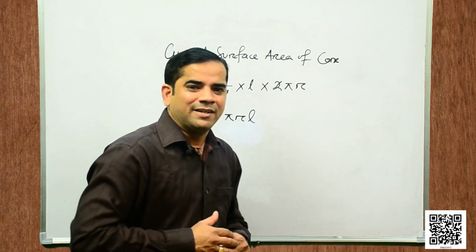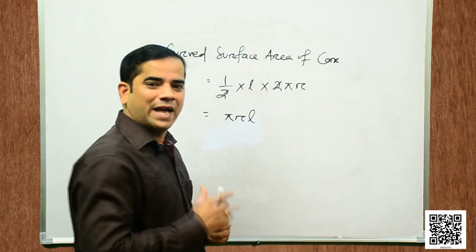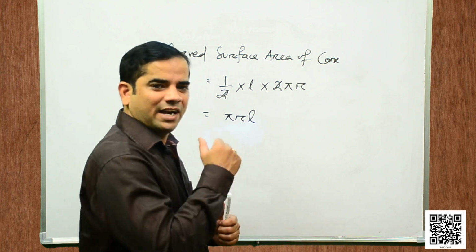Note that l square is equal to r square plus h square. Why is it so? Let us find out. Okay.